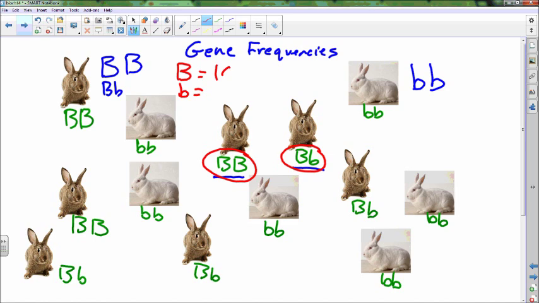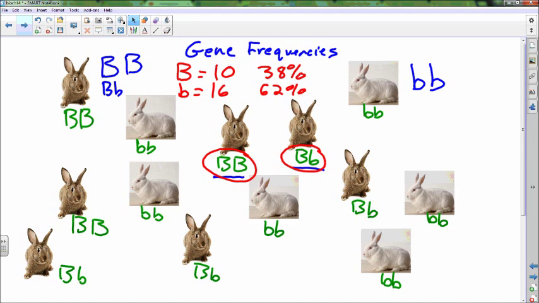we'd find that there are 10 big B alleles, 10 dominant alleles, and there are 16 recessive alleles. And then we would calculate a percentage. So if there's 10 of the big B's and 16 of the little b's, that's 26 altogether, and we can find percentages. That would be 38% dominant allele. And if this is 38%, the other one would have to be 62%. So we would say in this population, 62% of the alleles are recessive, 38% are dominant.